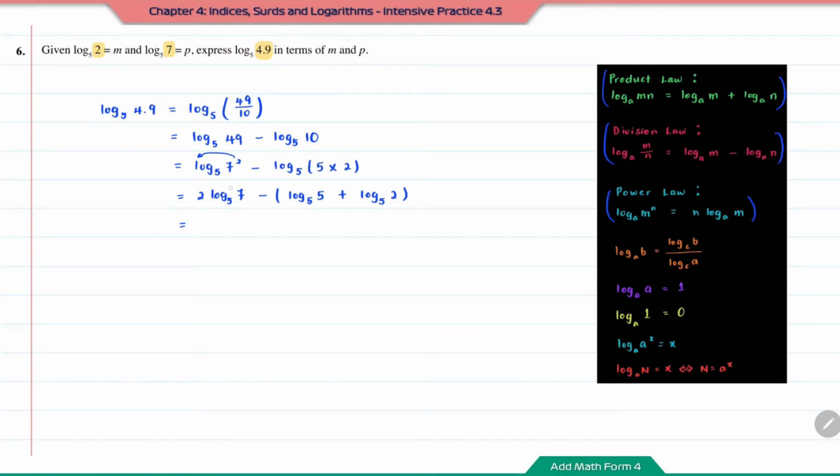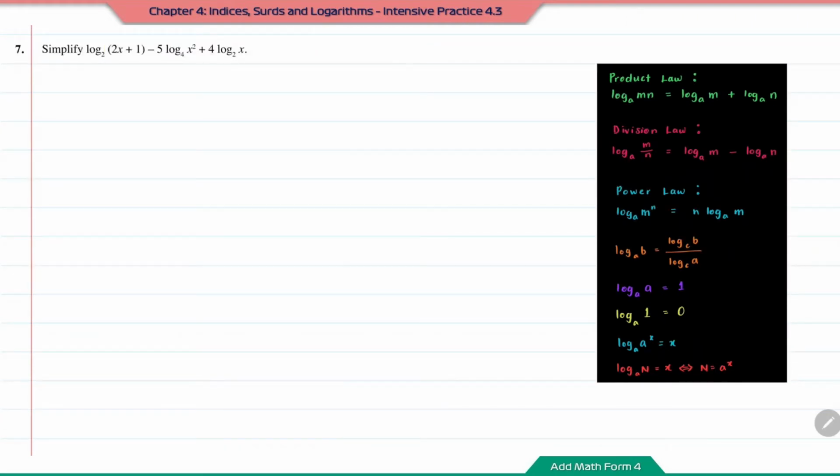So log base 5 of 7 is equal to p. So 2 times p is 2p, minus log base 5 of 5 is equal to 1. And log base 5 of 2 is equal to m. So now get this thing out of the bracket. It's going to be 2p minus 1 minus m. So this will be the answer.